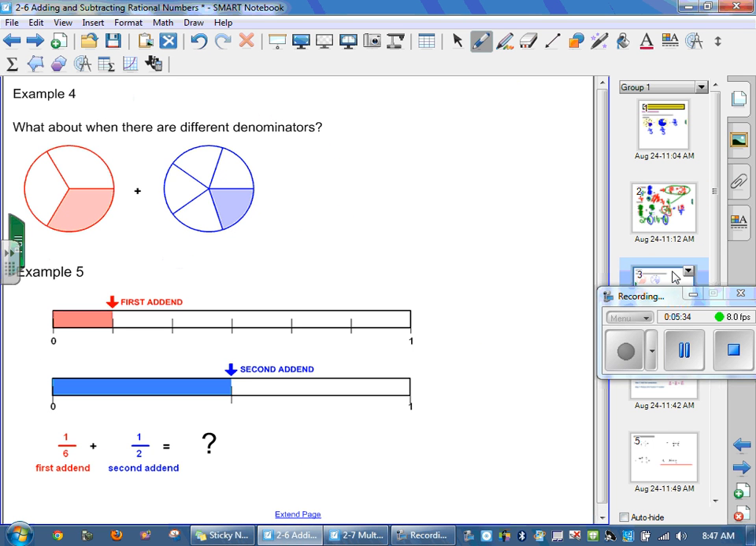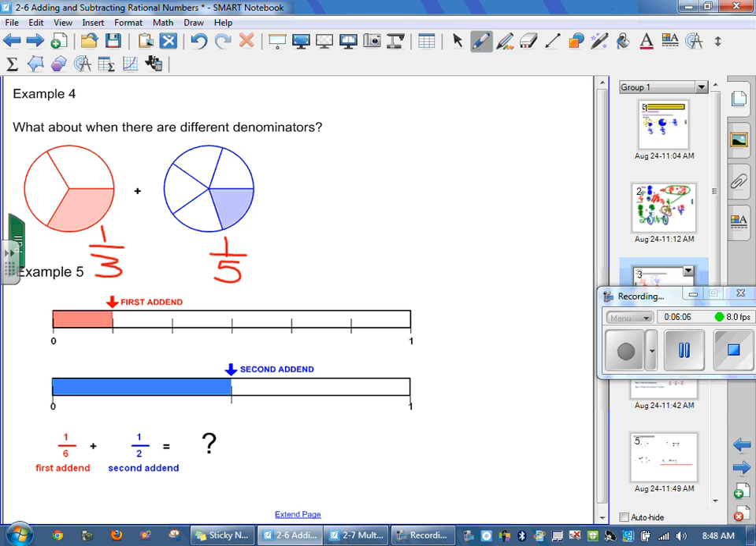Okay, well what if you have different denominators? That means the pies are cut up into different amounts of pieces. So, the first one, I've only got 3 pieces. So I've got 1 over 3 here. On the other one, I've got 1 out of 5. My bottom numbers are different. So I'm not able to add them when my bottom numbers are different. So what do I have to do? What's a good strategy? What am I going to have to do?